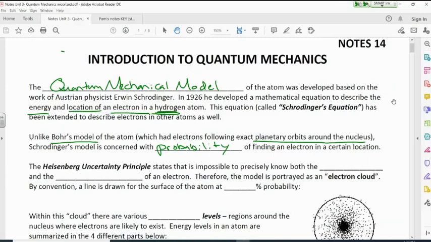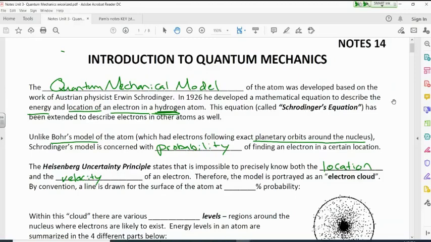Heisenberg's uncertainty principle states that it is impossible to precisely know the location as well as the velocity, which means speed, of an electron. Therefore, the model is portrayed as an electron cloud, because it's very hard to determine their exact location if I'm also trying to determine their speed. I really can't find both at the same time because they move so fast. By the time I find the location of an electron, it's going to have moved.